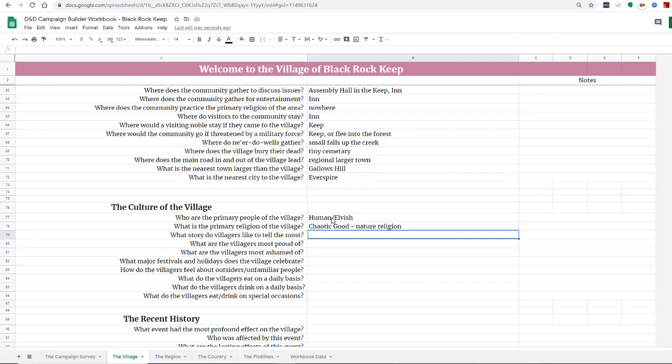This becomes difficult. We have to flex some creative muscle here. I want there to have been a significant monster event here. One time a dragon attacked the village. So what stories do the villagers like to tell the most? The story of the dragon attack.